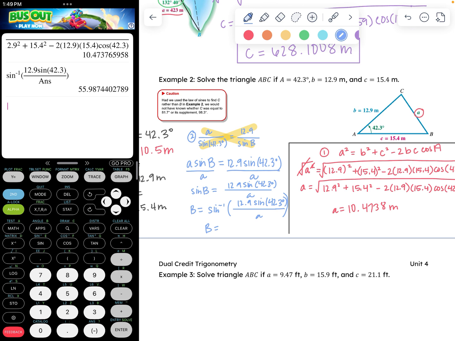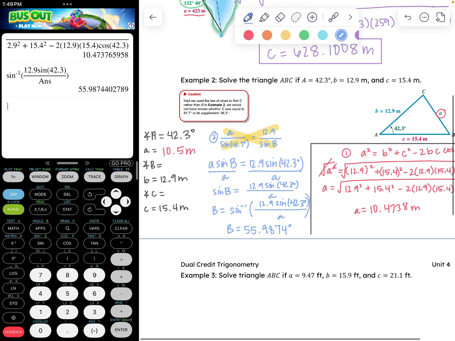My angle is going to be 55.9874 degrees. Angle A is only rounded to one decimal place, so let's match angle B with that. 55.98. That's actually going to round up to 56 degrees.